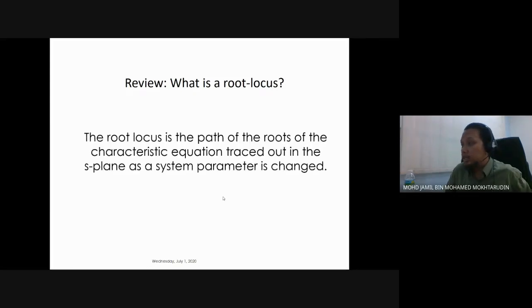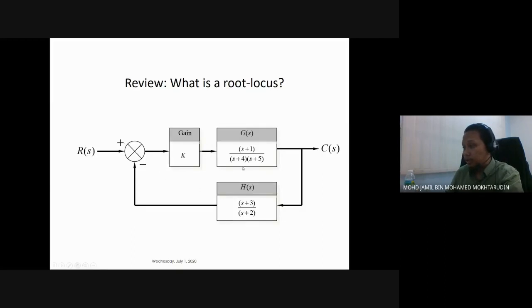A little bit of review about what root locus is. Basically, root locus is the path of the roots of the characteristic equation, or the denominator of a transfer function, in the s-plane as a system parameter is changed. Let's say you are given a transfer function in this system, with gain K and transfer functions G and H. We know that we can determine the stability of a system by finding the poles of the closed loop transfer function.